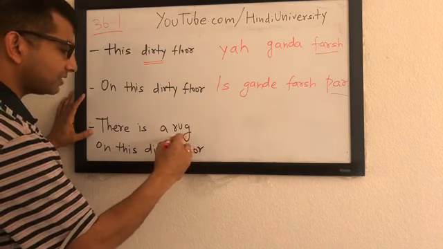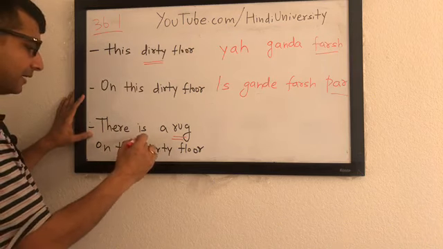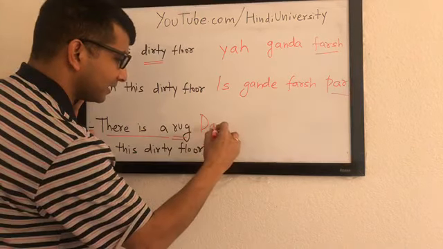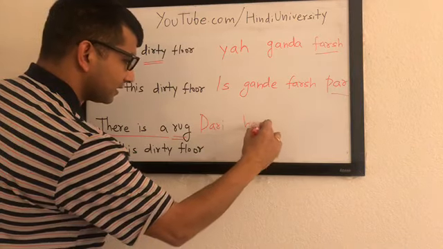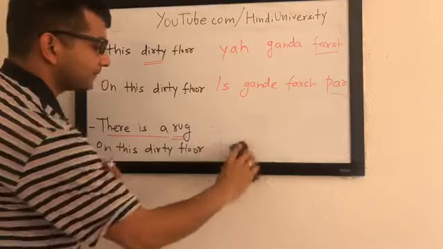Dari. Okay. What is rug? Dari. Okay. And dari hai. Awesome. Dari hai is, there is a rug. Awesome. Finish it up.